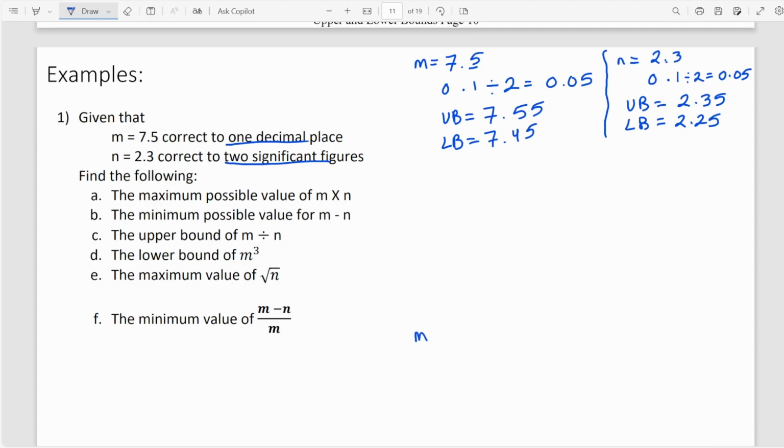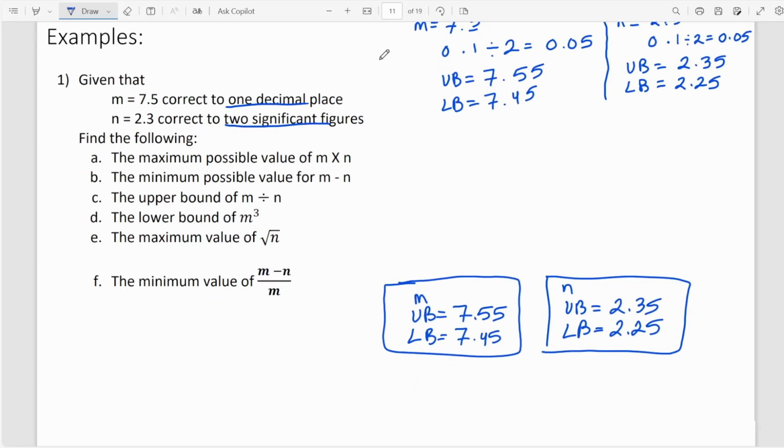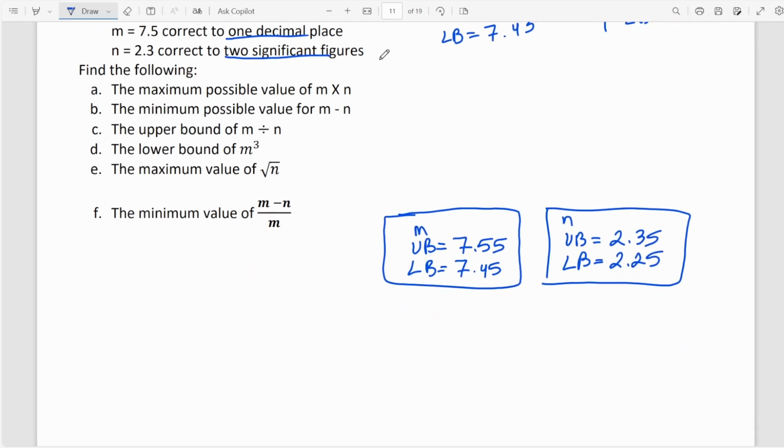Now I'm going to write those down here. So m, upper bound is 7.55, and lower bound is 7.45. And for n, the upper bound is 2.35, and the lower bound is 2.25, okay? So now let's take a look at what the question wants. So part A.